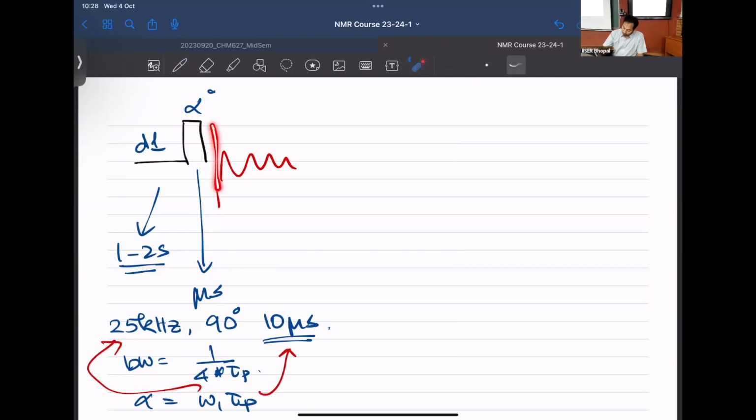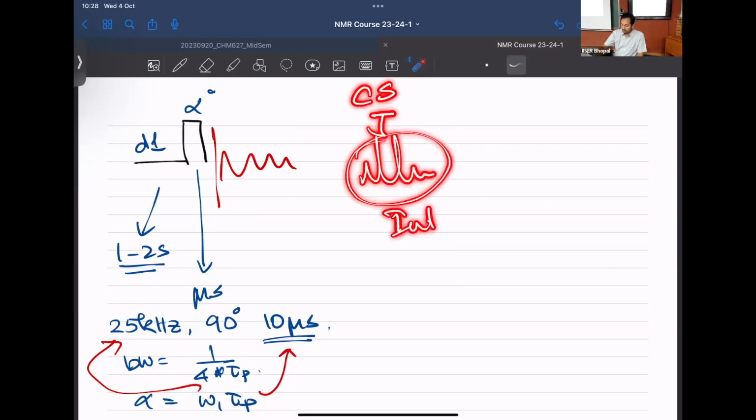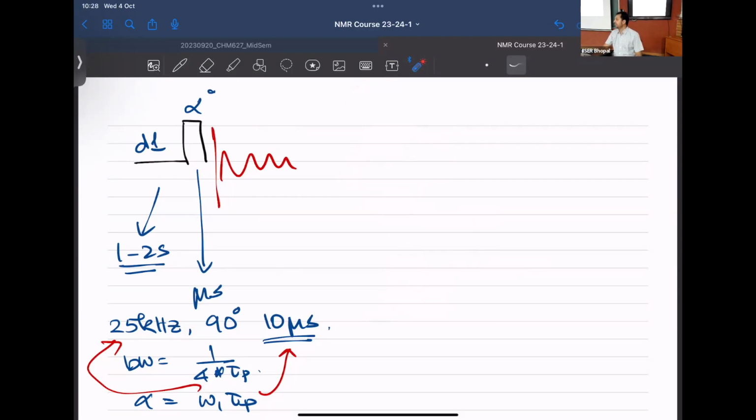And what follows this is the acquisition of the free induction decay. This is where all your information is. So if you end up measuring this, you would be able to get your chemical shifts, your scalar couplings, your multiplicity, your integrals, maybe even the line widths, which have information of relaxation and therefore conformations that would exist. So measuring the FID is one of the most important aspects of NMR spectroscopy.